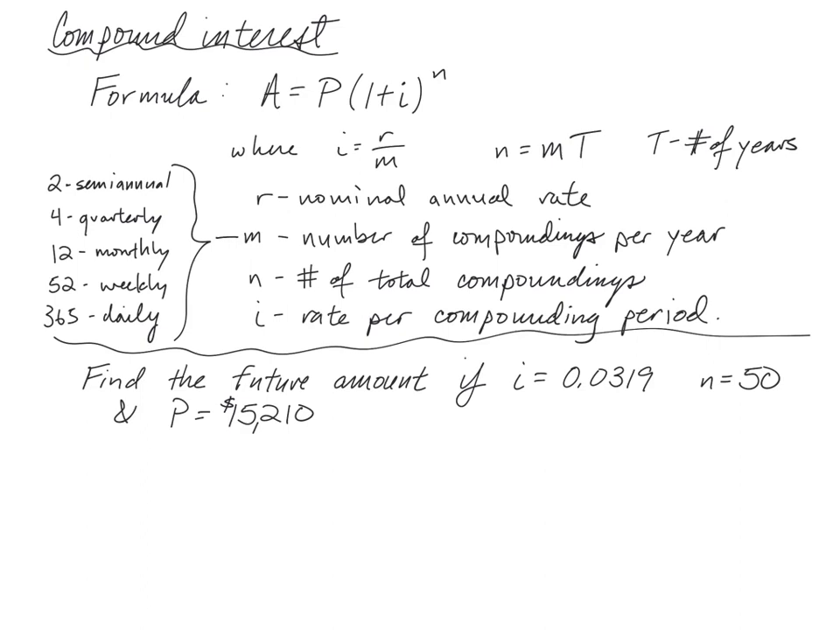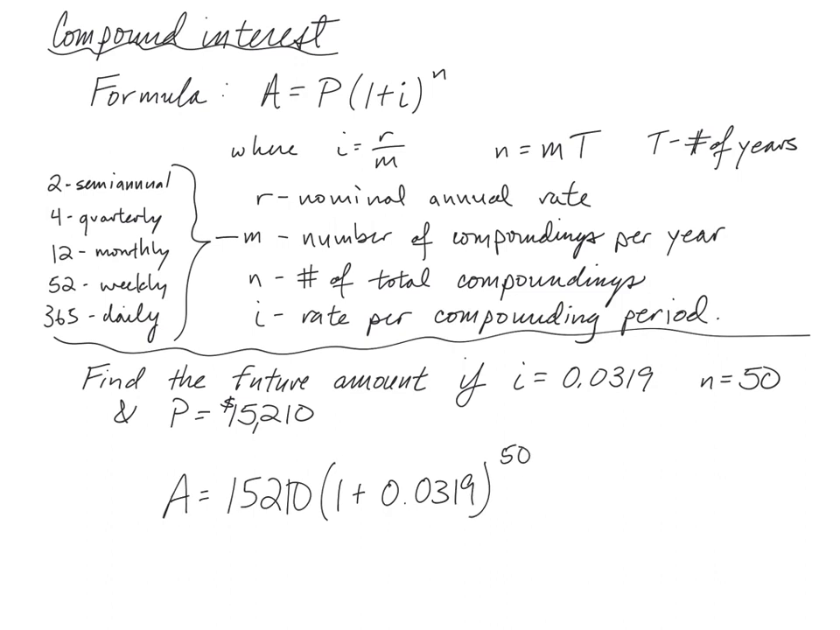All right, so that being said, we start off with a relatively easy example down here. It says find the future amount if you know the rate per compounding period, the total number of compoundings, and the present value. So essentially all we're doing is taking these values for I, N, and P and dropping them right into this formula. So let's do that really quickly. We can have A equals 15,210 times 1 plus 0.0319 raised to the 50th power.